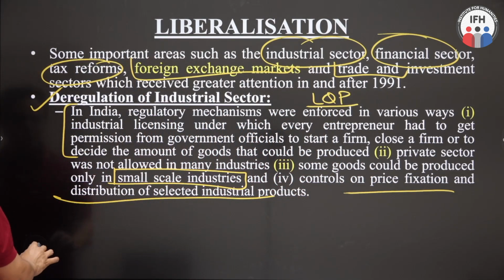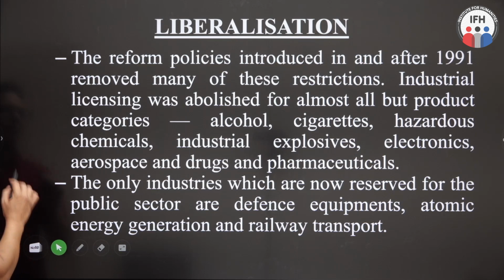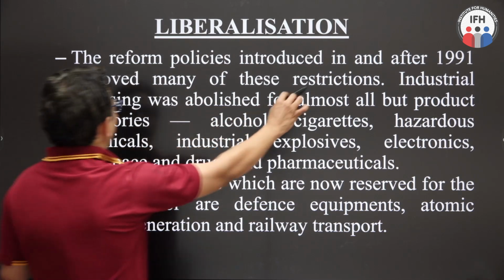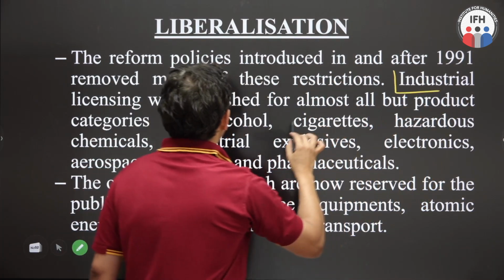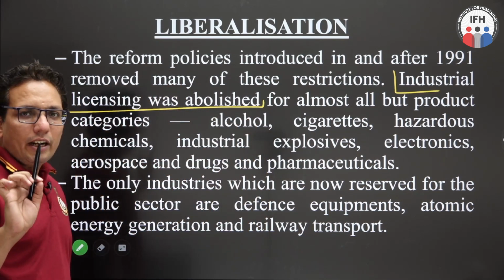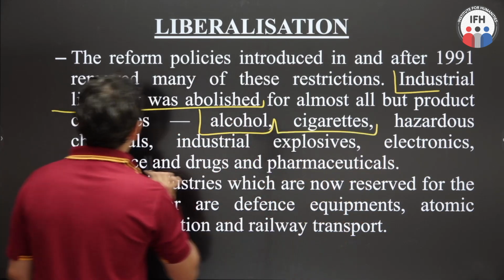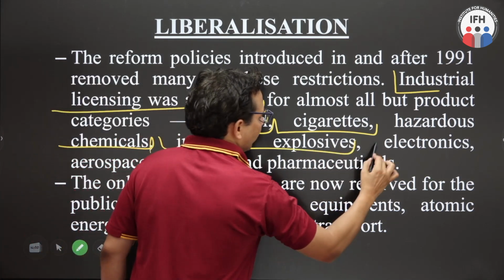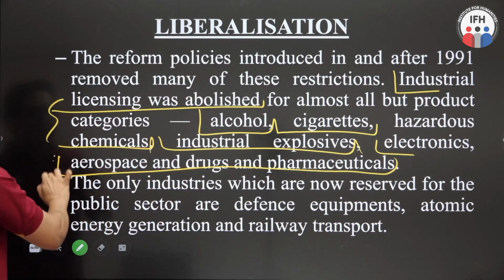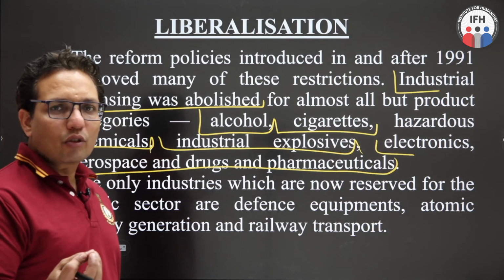So these were the regulations in the industrial sector, but then we did the deregulation of the industrial sector. What did we do? First, industrial licensing was abolished, except for a few goods. Those goods were alcohol, cigarettes, hazardous chemicals, industrial explosives, electronics, aerospace, and drugs and pharmaceuticals. Only for these goods was a license required. For manufacture of any other good, a license was not required.